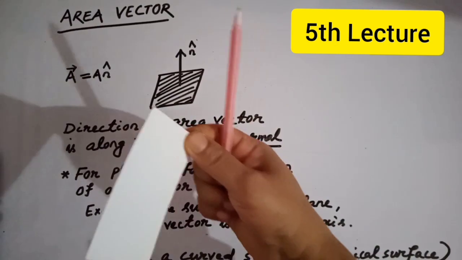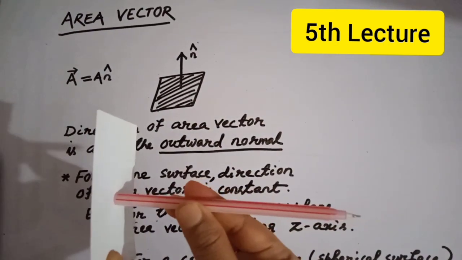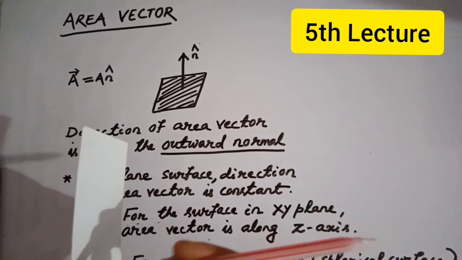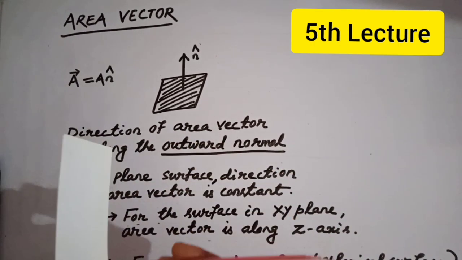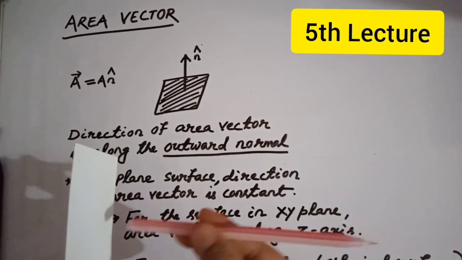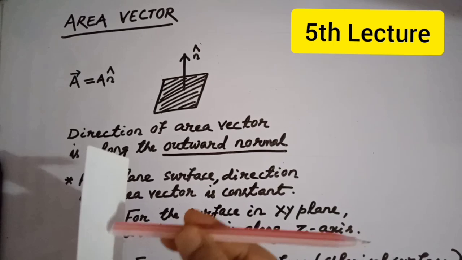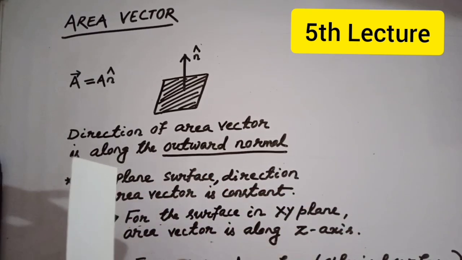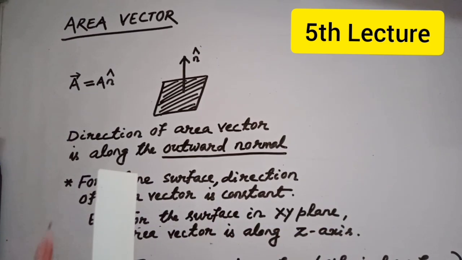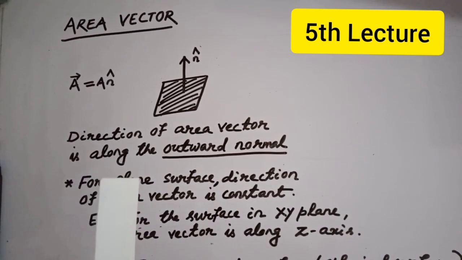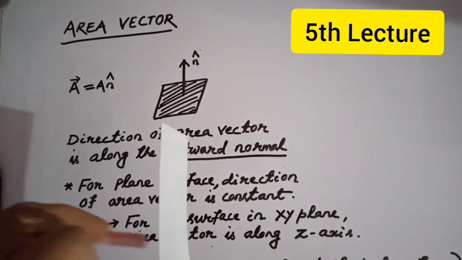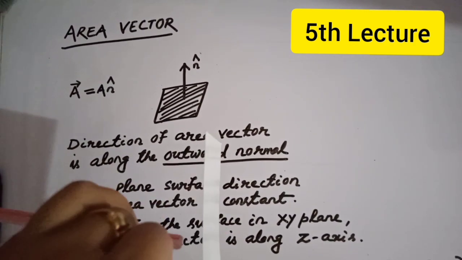If the surface is like this, the area vector is given by the outward normal. Now this surface is along the YZ plane, so the area vector is along the x-axis. Thus the direction of area vector is along the outward normal. For example, if we consider the other surface, the area vector is along the outward normal to this surface.